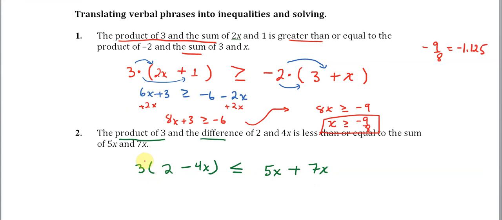Distribute. 3 times 2 is 6. 3 times -4x is -12x, is less than or equal to, and I'm going to combine these like terms as well. 5x and 7x is 12x. And then we're going to add 12x to both sides.